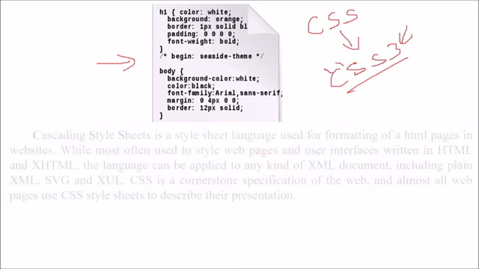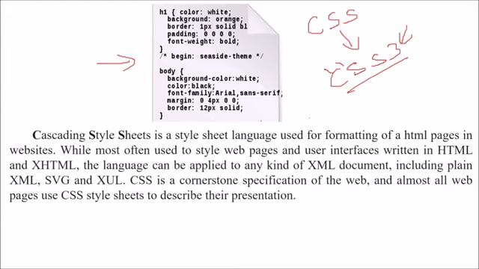And we are specifically talking about CSS, and we'll be seeing a few more questions on CSS3, that is Cascading Style Sheet 3. This is the new version along with HTML5. Website development has entirely changed. So this Cascading Style Sheet is a style sheet language, specifically for formatting your HTML pages and your website.